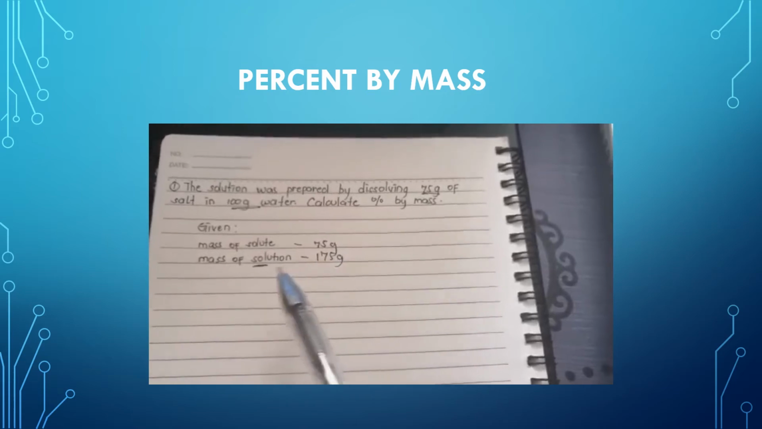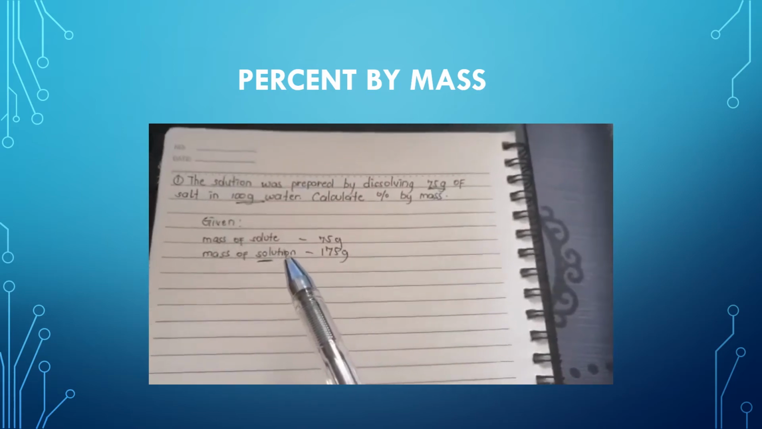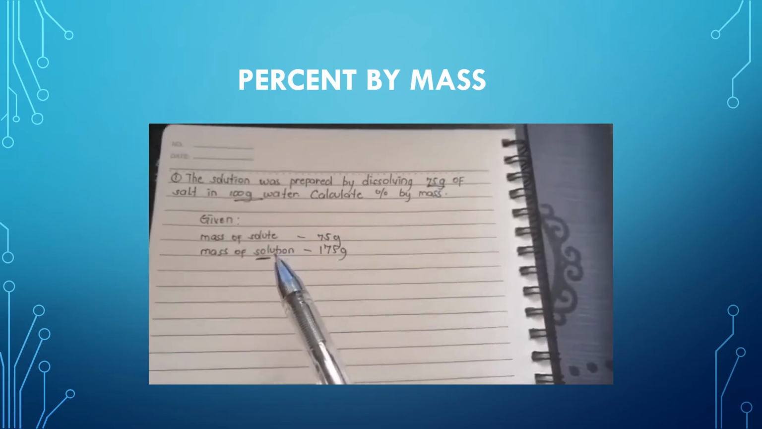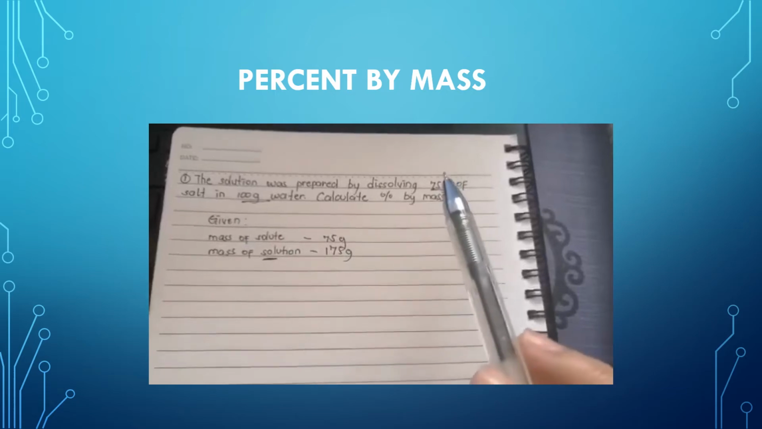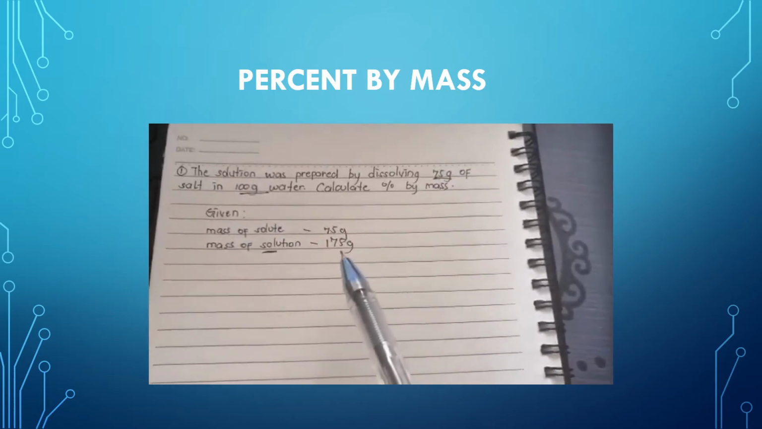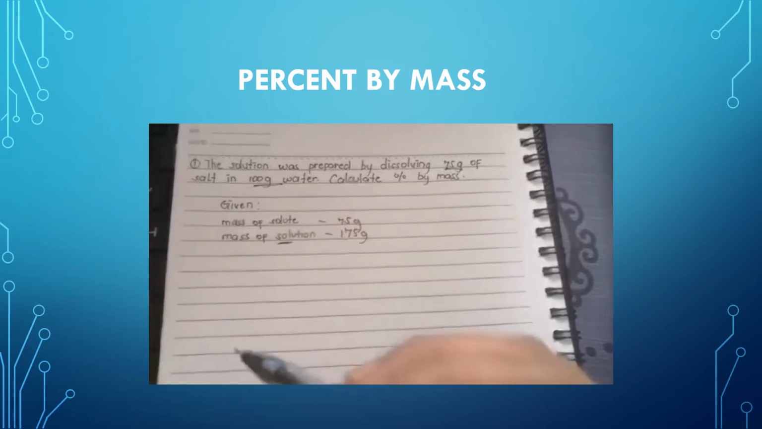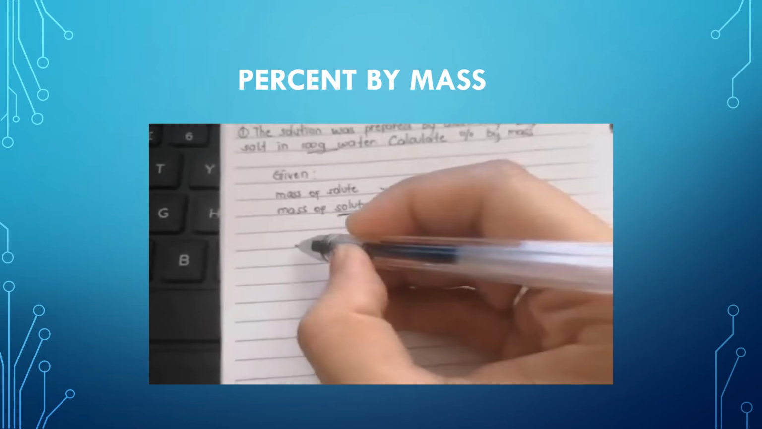Why? Since it is a solution, what we are looking for is the sum or the total amount of the solute and the solvent. So, we have 75 plus 100 grams is equal to 175. Then, percent by mass. So, we're going to write the formula.